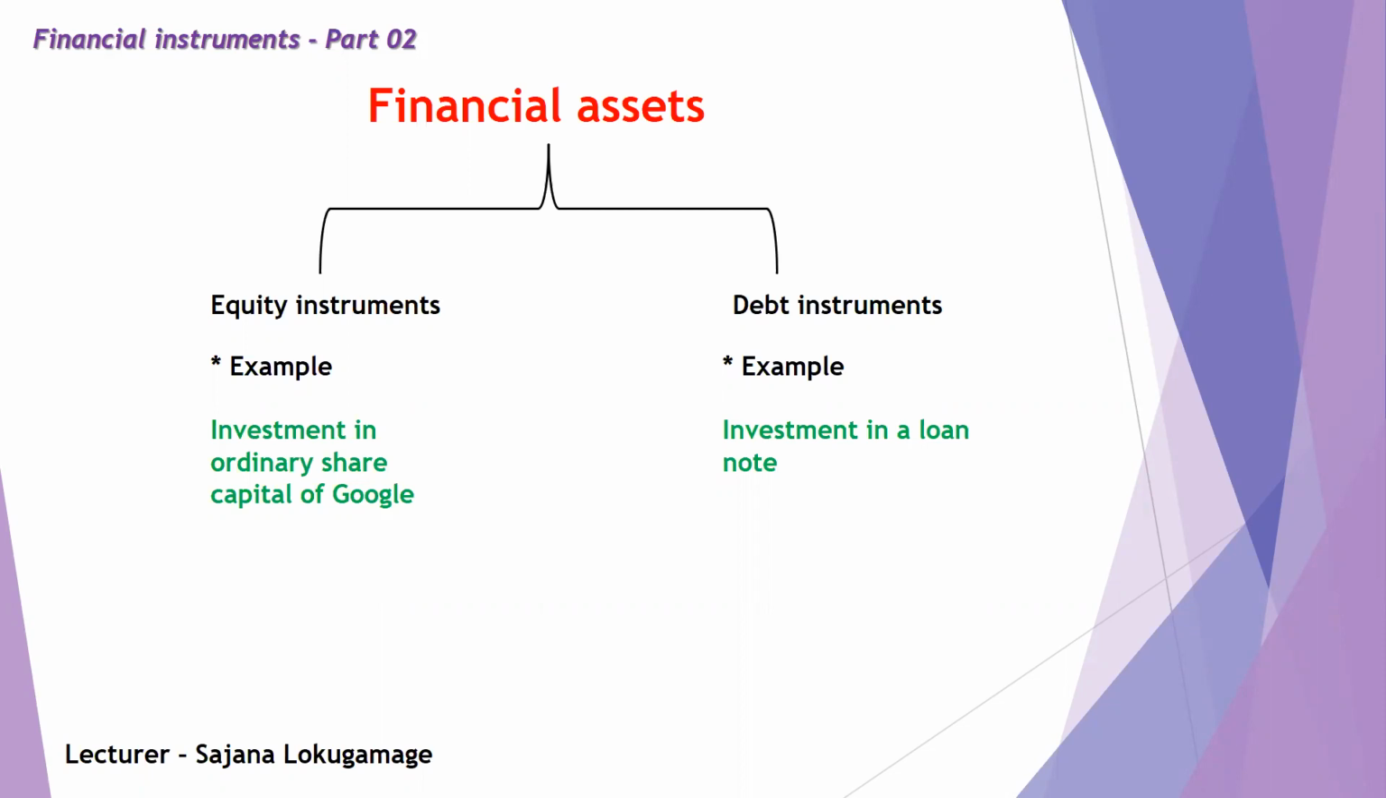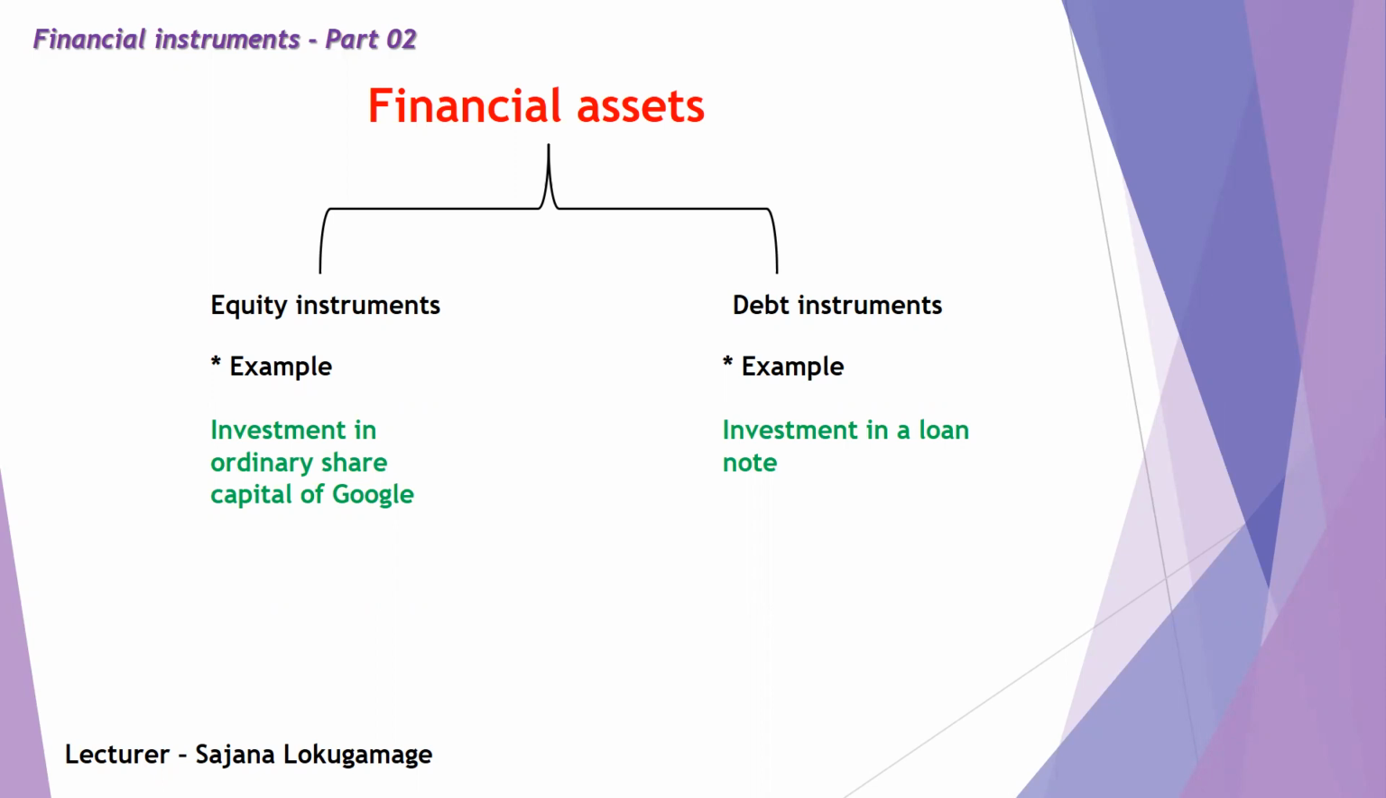Financial assets, we can divide into two parts: financial assets which are equity instruments, and financial assets which are debt instruments. For financial assets which are equity instruments, a perfect example is investment in ordinary share capital. If you invest in the ordinary share capital of a company, for you, it's a financial asset. So it is actually an equity instrument.